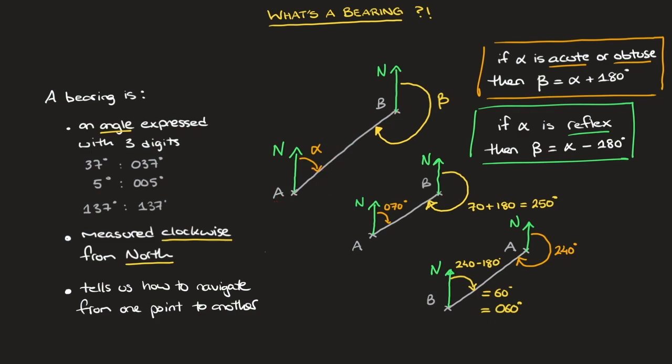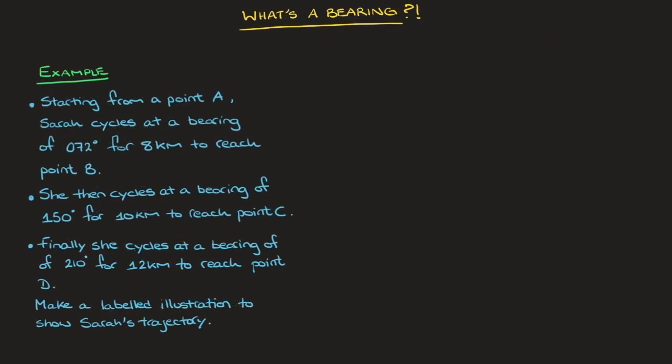Now, to finish this video, let's quickly look at an example to show us how bearings can actually help us navigate from one point to the next. We're told, starting from a point A, Sarah cycles at a bearing of 72 degrees for 8 kilometers to reach point B. She then cycles at a bearing of 150 degrees for 10 kilometers to reach point C. Finally, she cycles at a bearing of 210 degrees for 12 kilometers to reach point D. We're then told to make a labeled illustration to show Sarah's trajectory. In other words, we need to draw the path Sarah cycled along.